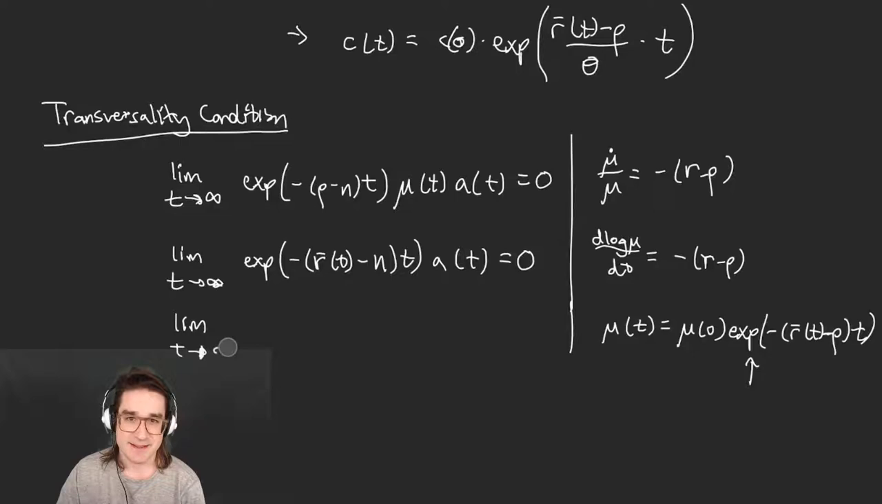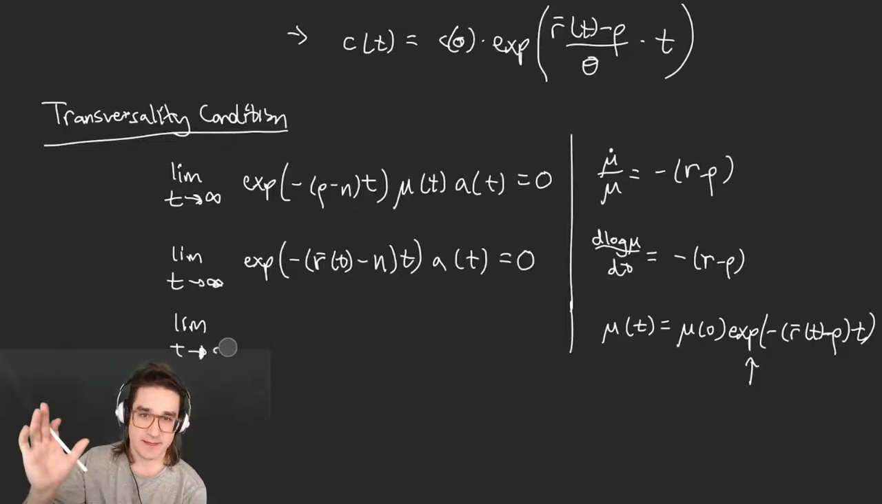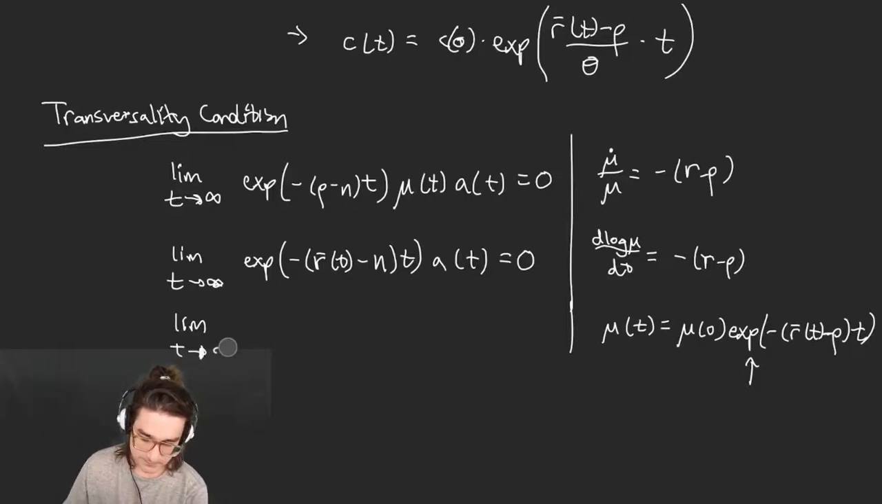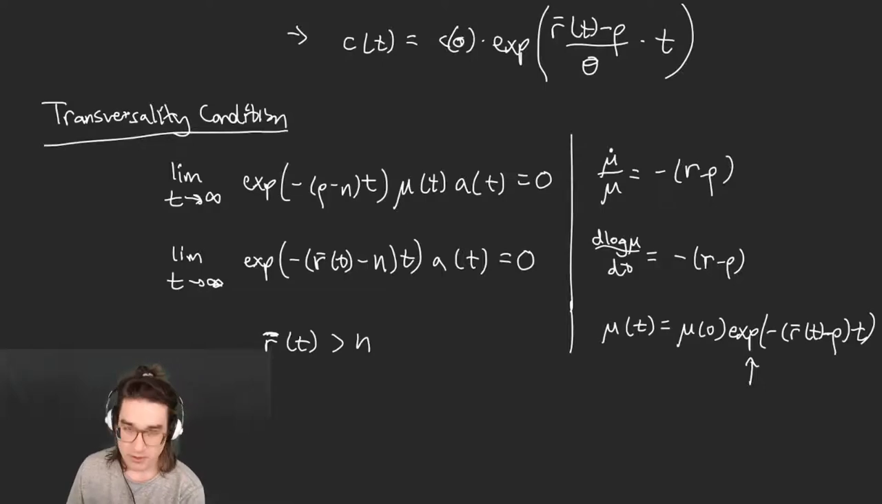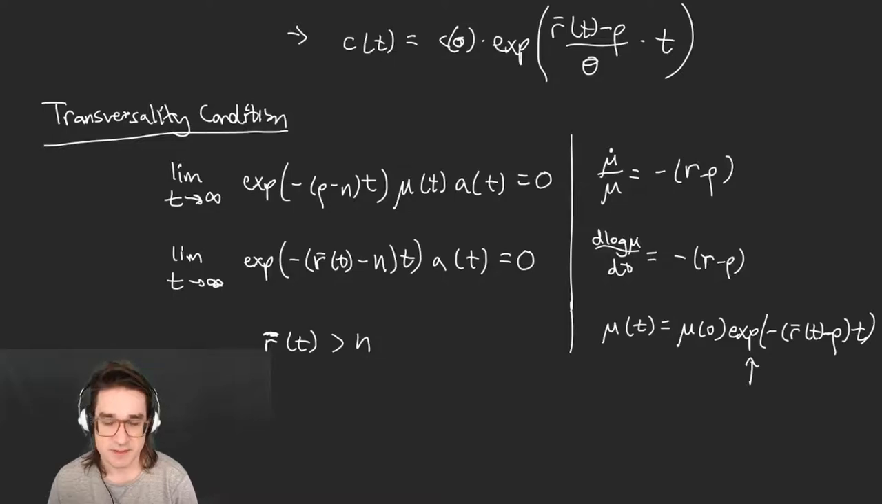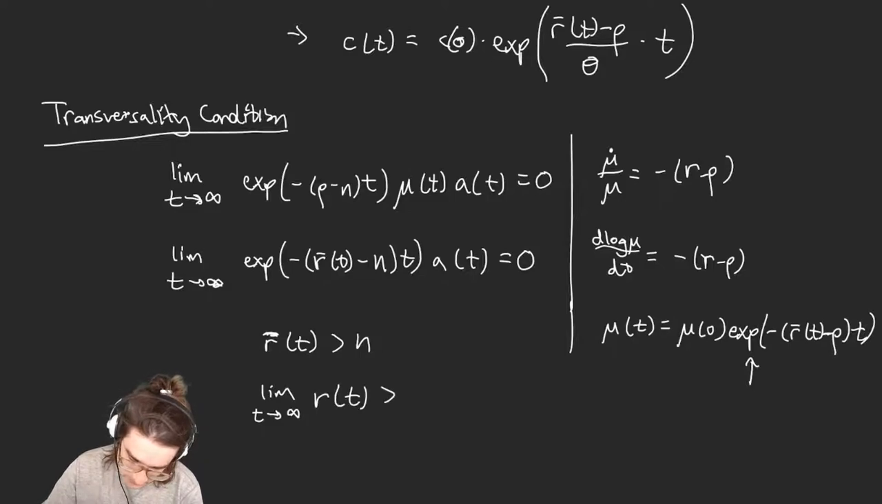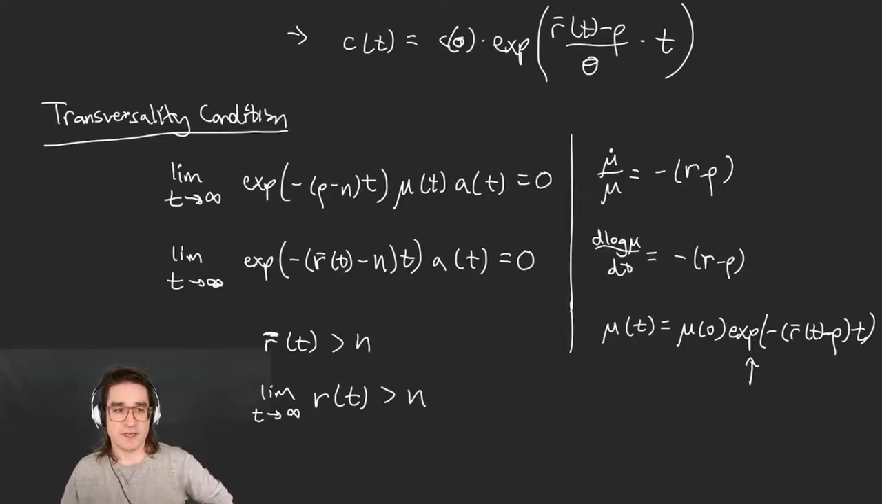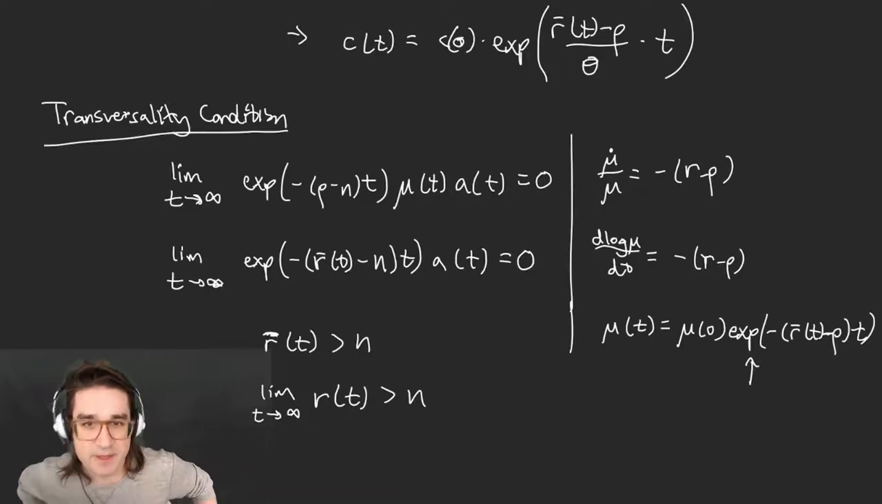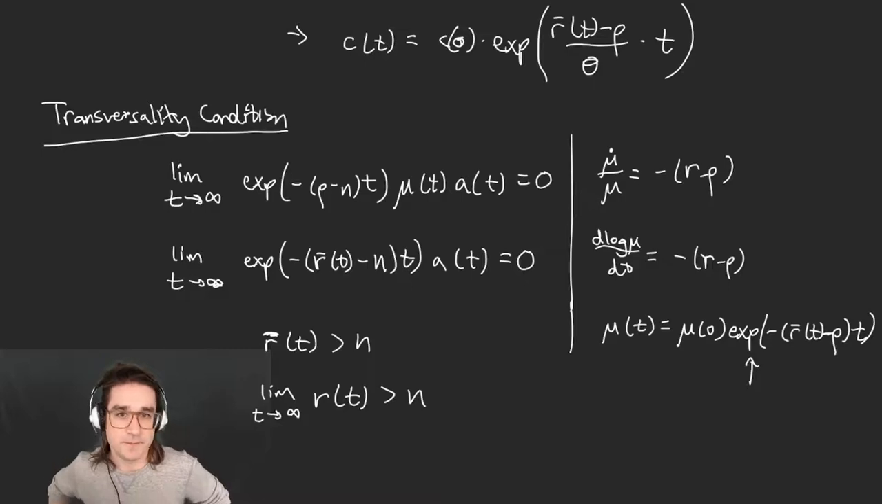So what we're going to need is that the term inside that exponential, r bar minus n, is positive, so that the exponential disappears in the limit. That's good enough, basically. Let's reconnect here. Yeah, there we go. So that term is positive: r bar of t is greater than n. It's good enough for the limit as t goes to infinity of r of t to be greater than n, because if r converges to something greater than n in the limit, then r bar should eventually converge to that too. And so we'll get that.